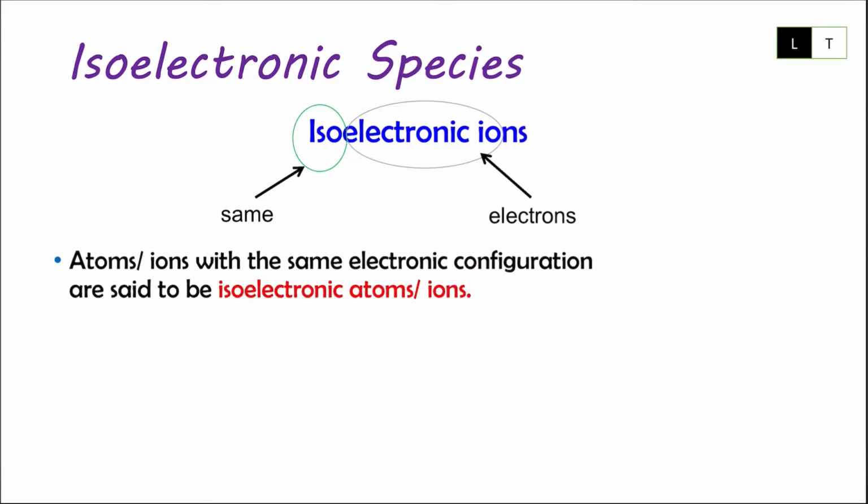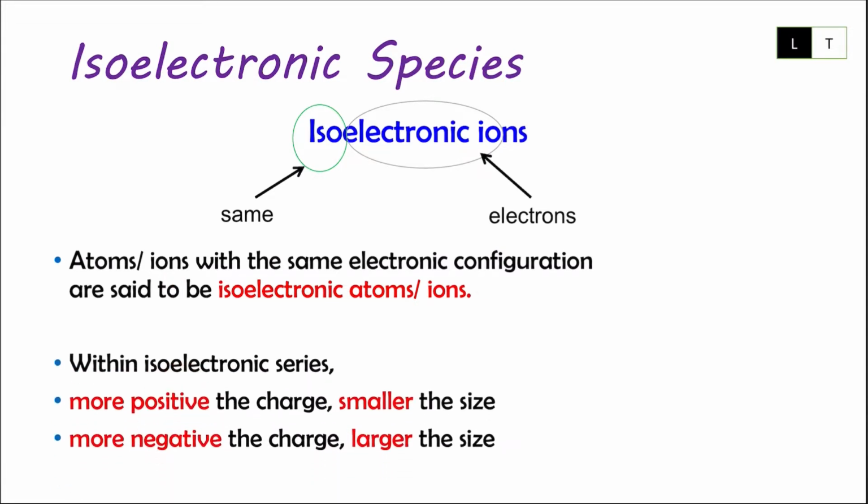So what is that? Iso means same and electronic means electrons. In this case, usually we are referring to ions, but in general, the definition of isoelectronic means atoms or ions with the same electronic configuration. Within an isoelectronic series, the more positive the charge for that species, the smaller the size becomes. If that species has more negative charge, the size becomes larger.